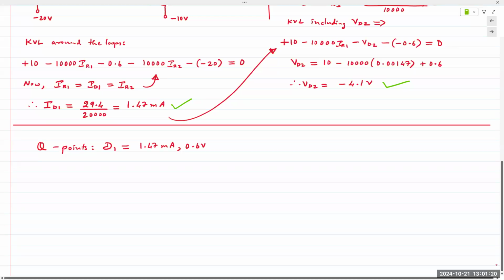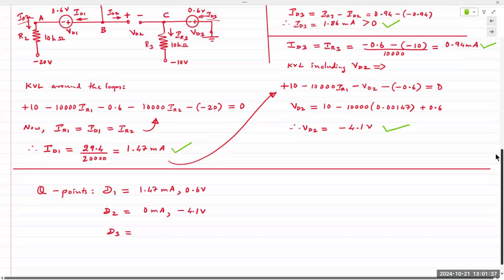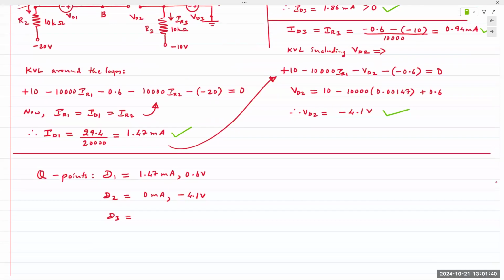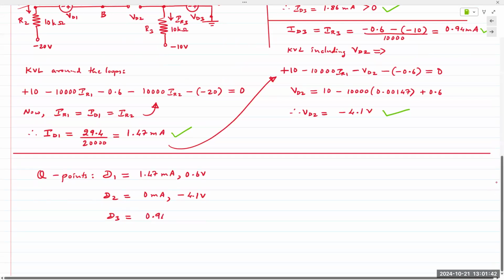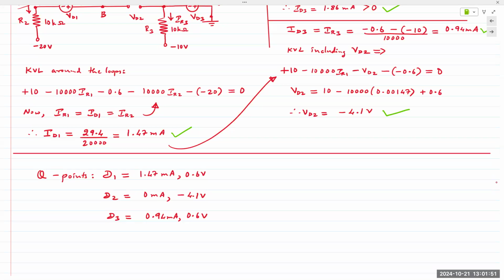Diode D2 is off, so my current, of course, is 0 milliamps, and the voltage we just obtained was minus 4.1 volts. And for D3, what did we say we obtained? 0.94 milliamps. It's a forward bias diode, and so the voltage is 0.6 volts. And that is the complete analysis using the constant voltage drop model.